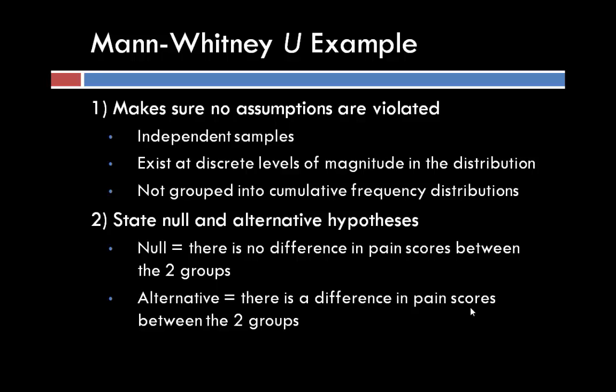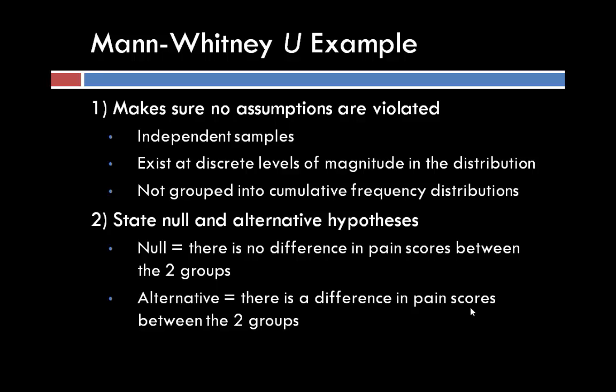First of all, we want to make sure there are no assumptions that are violated. So in this example here with our placebo and miracle drug, we have independent samples. They exist at discrete levels of magnitude in the distribution, and they are not grouped into cumulative frequency distributions.